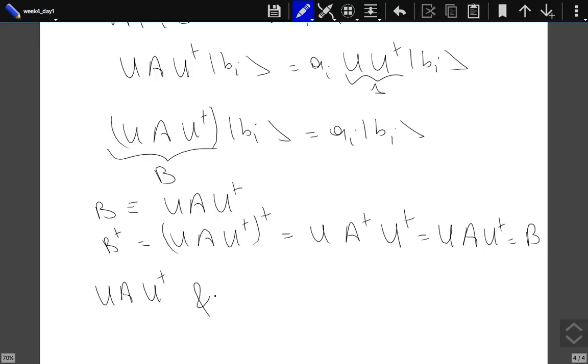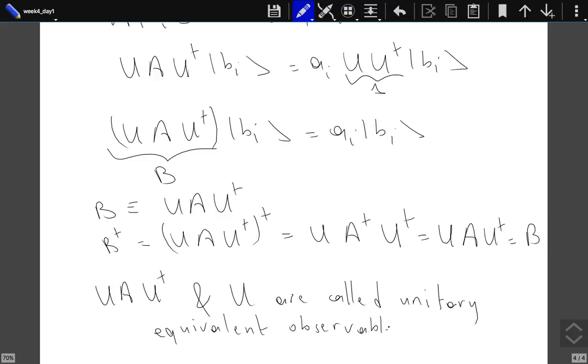U A U dagger and A are called unitary equivalent observables. No, not U, sorry, A. So this is just a definition. These two observables are equivalent to each other in a sense, and they have exactly the same spectrum also.